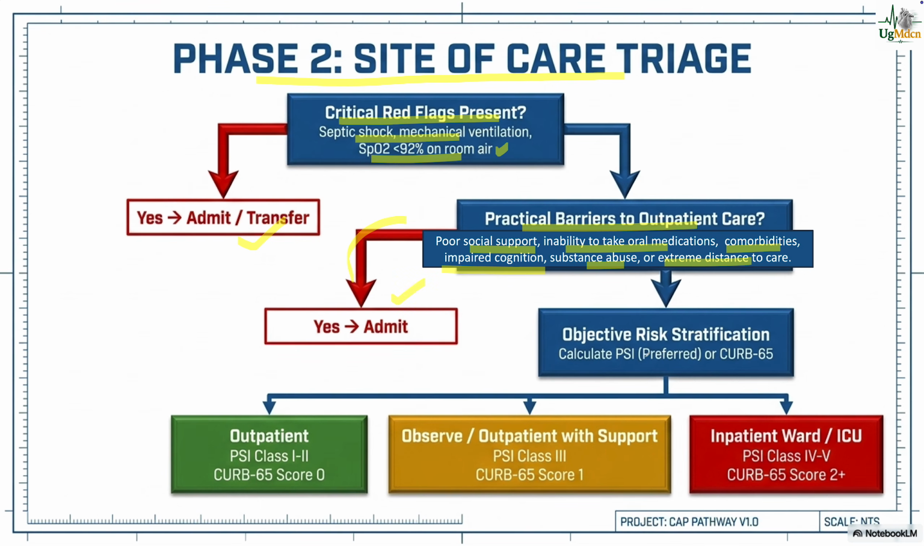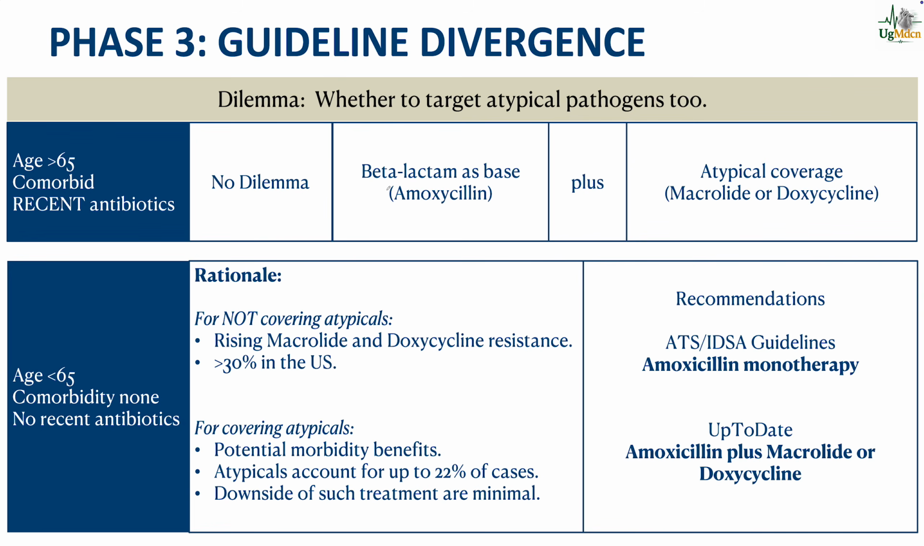If not, proceed with objective risk stratification using tools such as the PSI or CURB-65 score to estimate severity. Patients with low scores usually qualify for outpatient care. Intermediate scores may need close follow-up, and high scores often require hospitalization. Always apply clinical judgment. One of the most important updates in modern CAP management involves antibiotic selection.